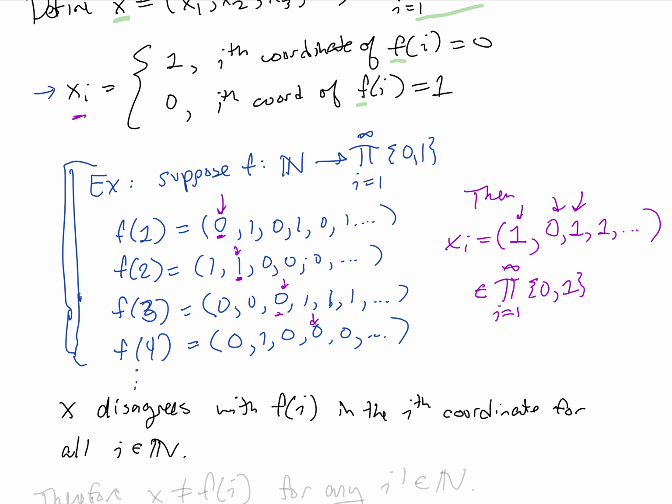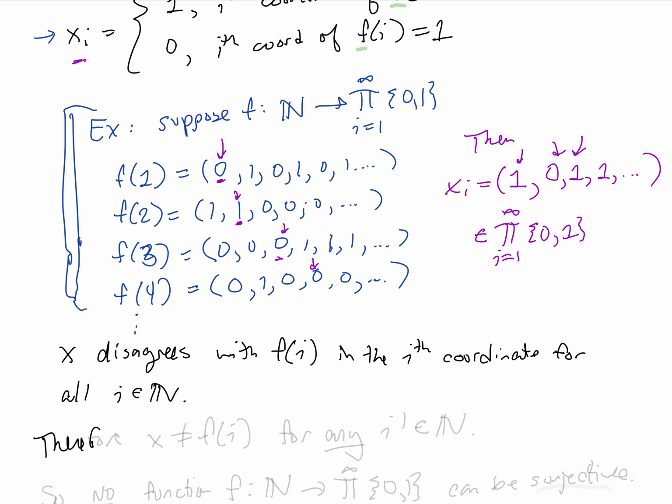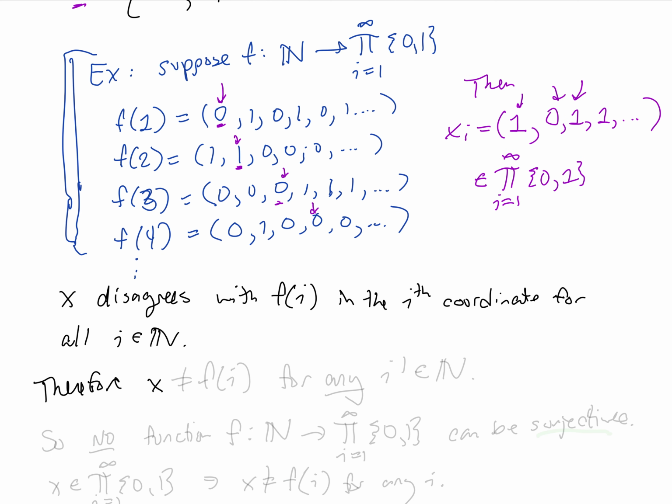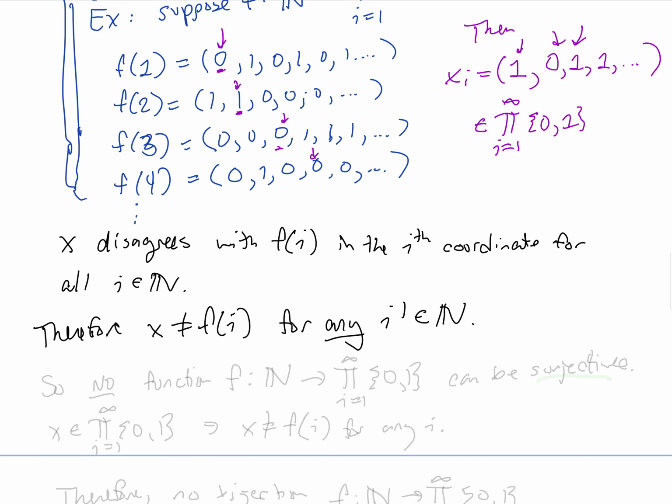And that property is not just true for the particular function f mapping the natural numbers that we defined above, but however f was defined, because of how this x is defined, this element x is defined so that x disagrees with f of i in the ith coordinate for all i in the natural numbers. And therefore, it's the case that x is not equal to f of i for any i in the natural numbers. And therefore, that means that no f can be surjective.